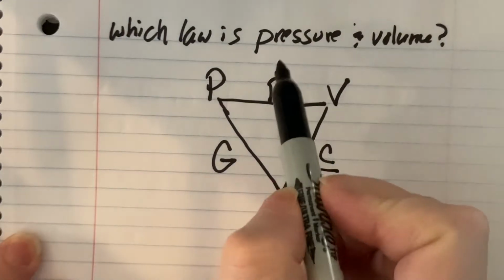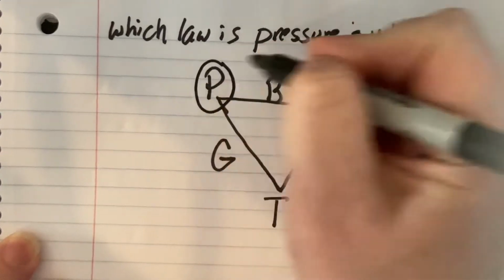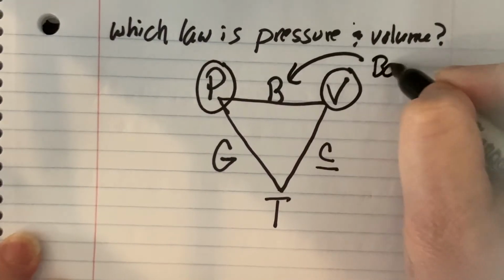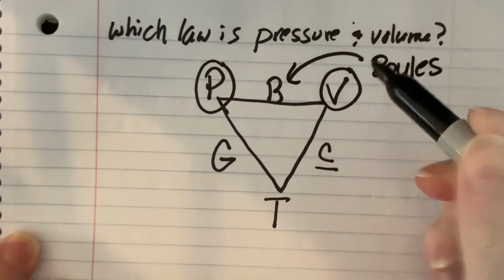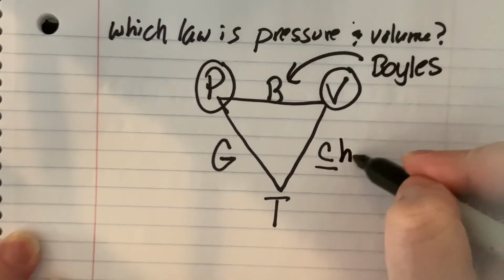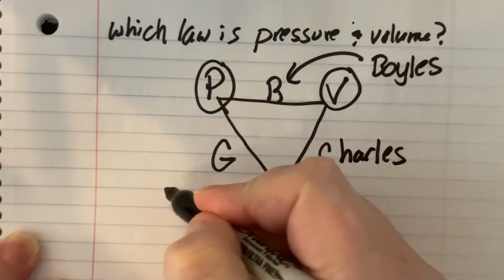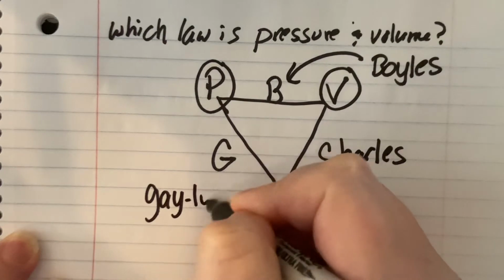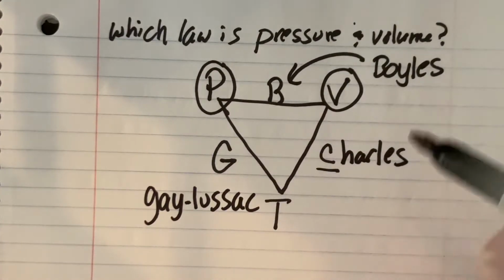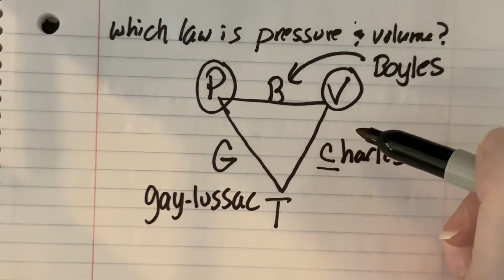Now, this question asks, which one is pressure and volume? Which law? So I look at pressure and I look at volume, and what goes in between tells me that this law is Boyle's law. Okay? If we're varying volume and temperature, it's Charles's law. If we're varying pressure and temperature, it's Gay-Lussac's law. So you have the names of the laws detailing who did what relationship.